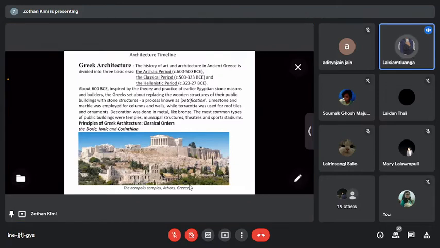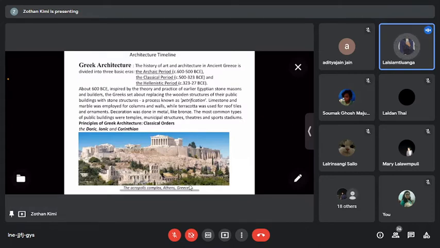Architecture timeline. Greek architecture. The history of art and architecture in ancient Greece is divided into three basic eras. The Archaic period, 600 to 500 BCE, the Classical period, 500 to 323 BCE, and the Hellenistic period, 323 to 27 BCE.